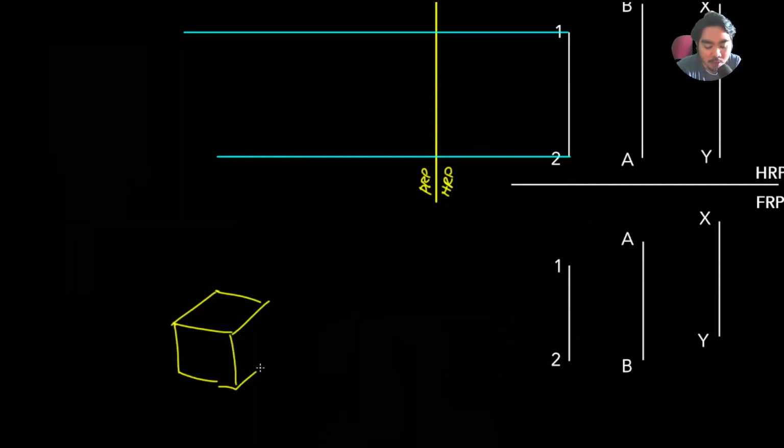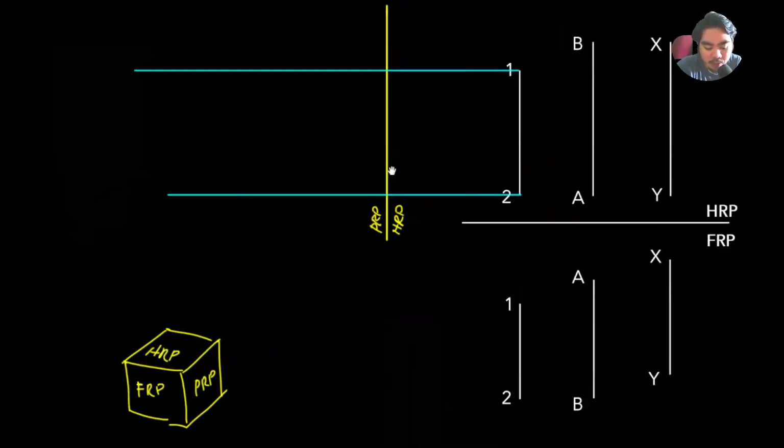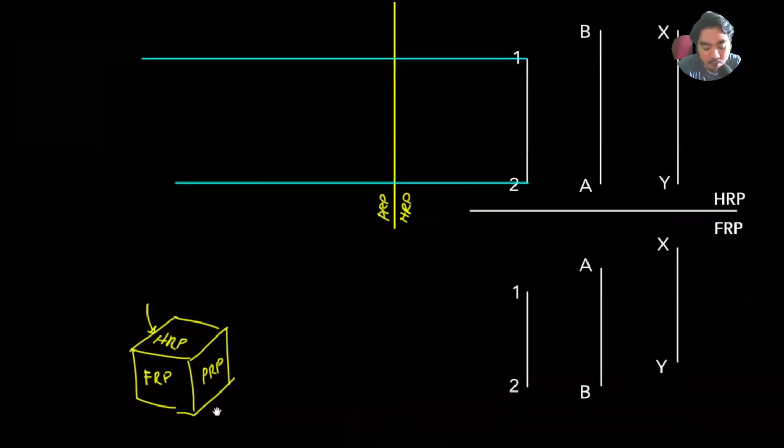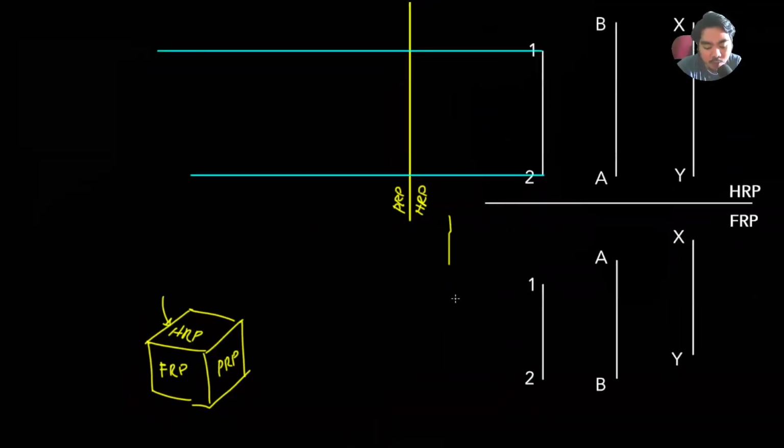Yung sinabi natin kanina, kunwari ganyan. If this is HRP, this is PRP, and this is FRP, then itong line na to is actually this line right here. So siya yung nagse-separate ng HRP tsaka yung left side na PRP. Tama? So similarly, if dito naman ako gumawa, so from this view to this view, parang ito naman siya, itong line naman na yun. Okay?